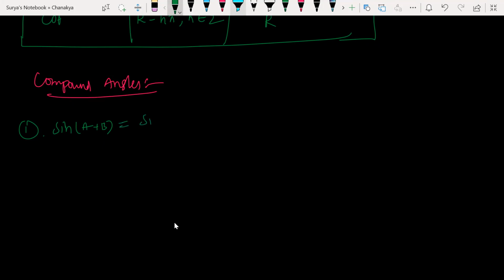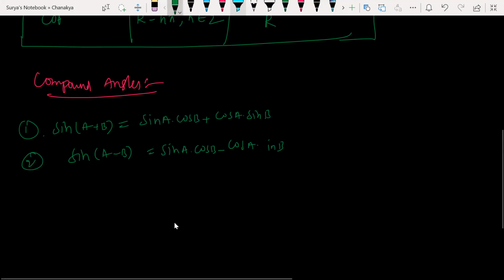The sin A plus B formula is what? Sin A into cos B plus cos A into sin B. Second formula, sin A minus B. Same thing, everything you write is the same except that in place of plus, you keep minus. That's it. They will be in the transformations and identities chapters.